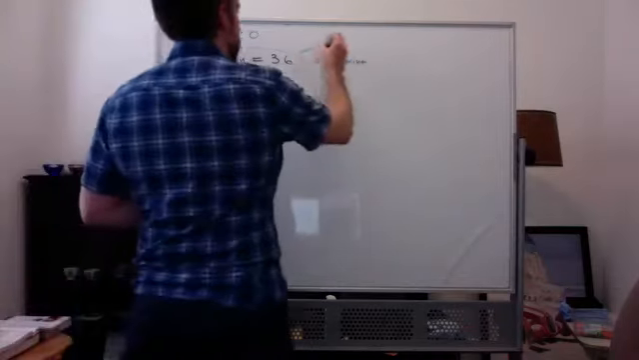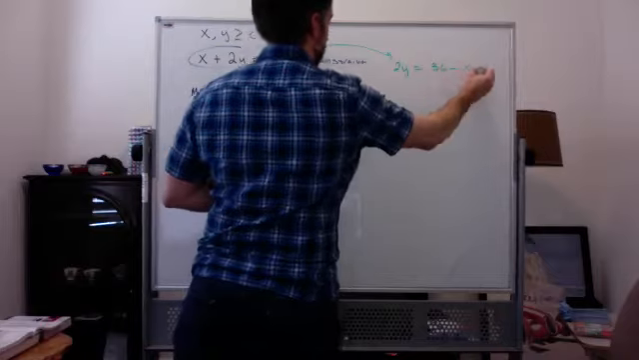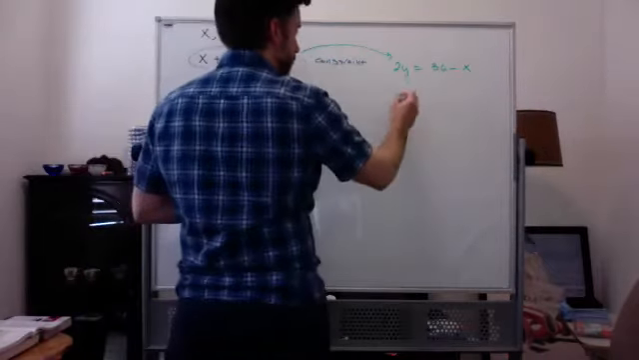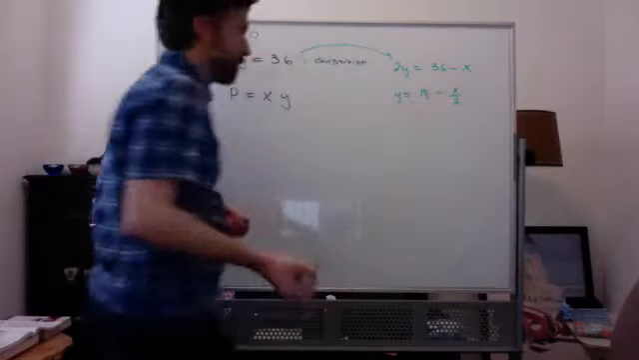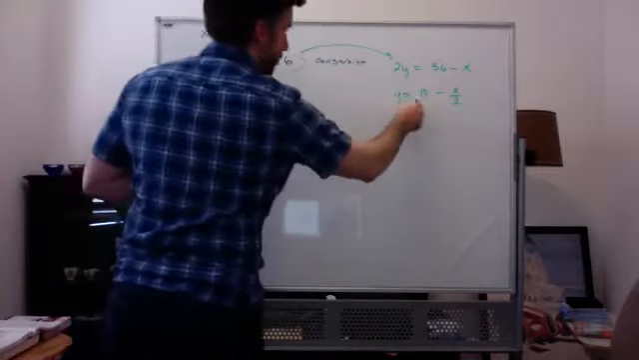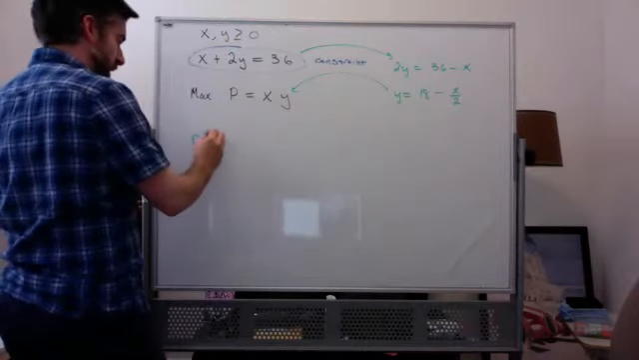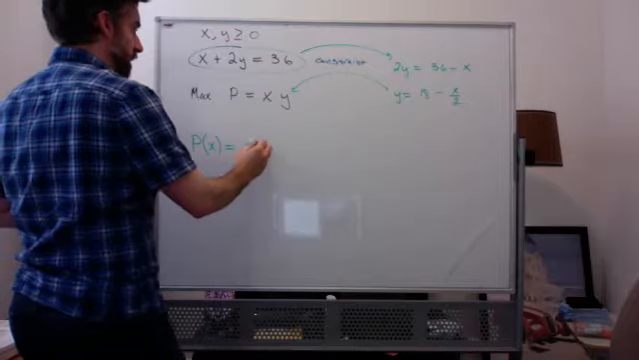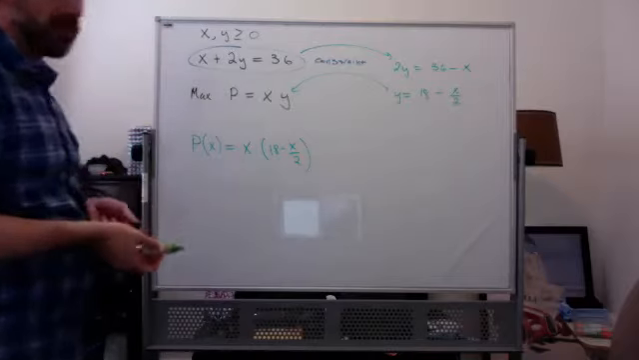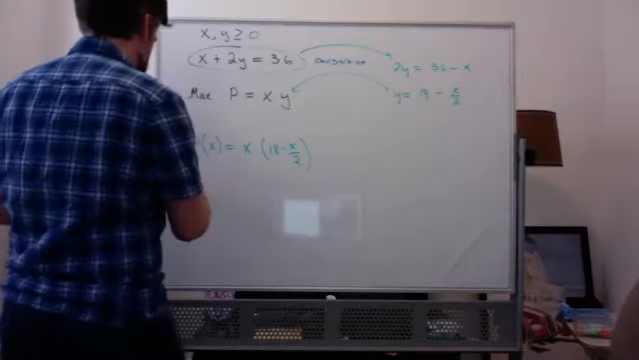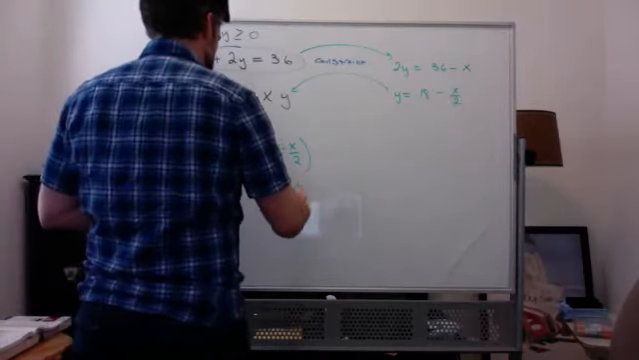Solving this for y, subtract x, so 2y equals 36 minus x, and then divide by 2. So y equals 18 minus x over 2. Then I can take this expression for y and plug it in over here. So the product as a function of x is equal to x times 18 minus x over 2. And we could multiply it out: it's 18x minus x squared over 2.